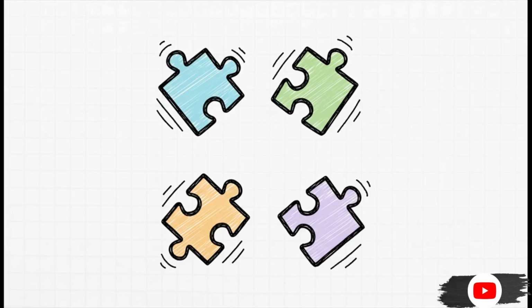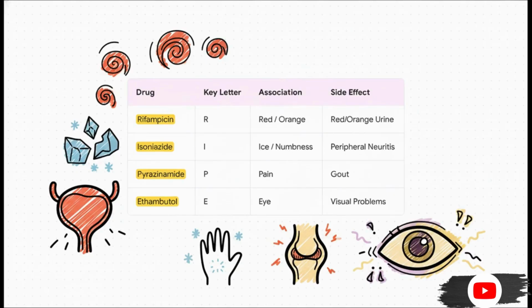So we've walked through each one piece by piece. We've seen how just a single letter can unlock the memory of a key side effect. Now let's put it all together on one screen to really make it stick. Just look at how perfectly this all comes together. Rifampicin, R is for red, urine. Isoniazid, I is for ice, which means numbness, or peripheral neuritis. Pyrazinamide, P is for pain from gout. And ethambutol, E is for eye problems. R.I.P. You now have this solid mental framework you can pull up anytime you need it.